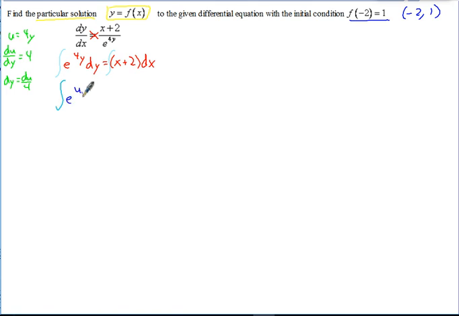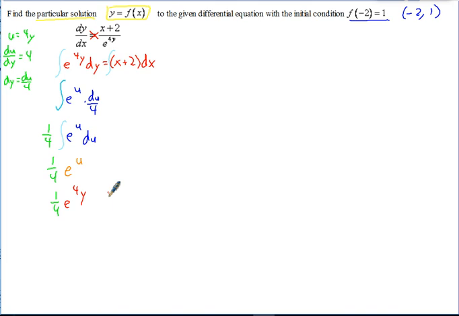And then we can substitute in the du over 4 for the dy. Then you can pull out the constant of 1/4. And then you're left with just e to the u du. So the constant just stays on the outside. And remember, when you integrate e to the u, just like e to the x, that just stays the same as e to the u. But then we need it back in terms of the original variable, so you can substitute the 4y back in there. So we have 1/4 e to the 4y.